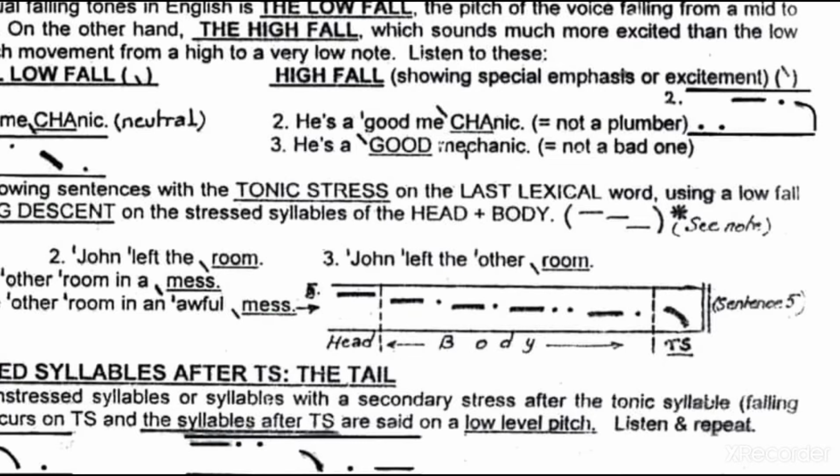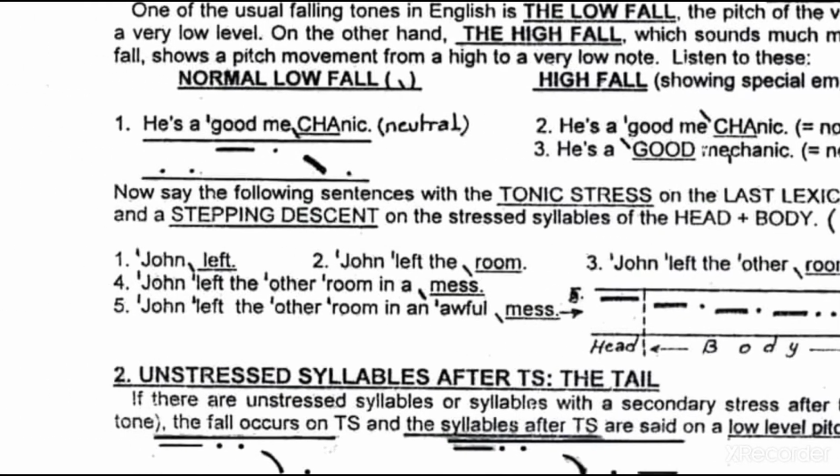Another example of a high fall, he is a good mechanic. And you have between parentheses not a bad one. So what do we want to mean here? Is it a neutral statement? No, we have an emphasis to mean he is a good mechanic, not a bad one. So the TS falls on good, and mechanic will take a secondary stress.